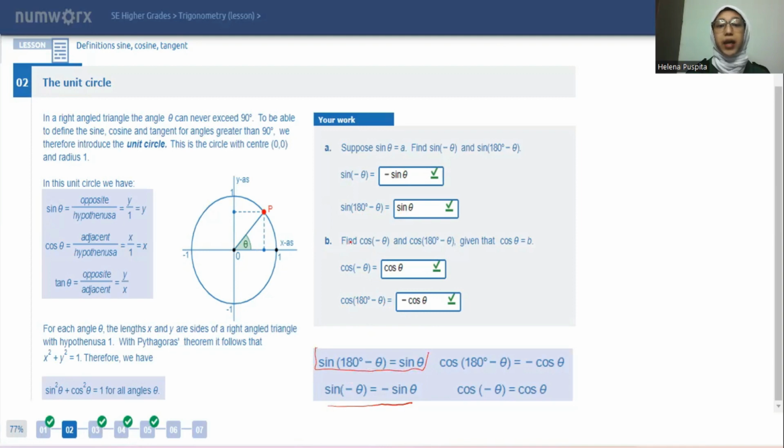And then B, find cos minus theta and cos 180 degrees minus theta. Given that cos theta equals B. Cos minus theta equals cos theta. Cos 180 degrees minus theta equals minus cos theta.